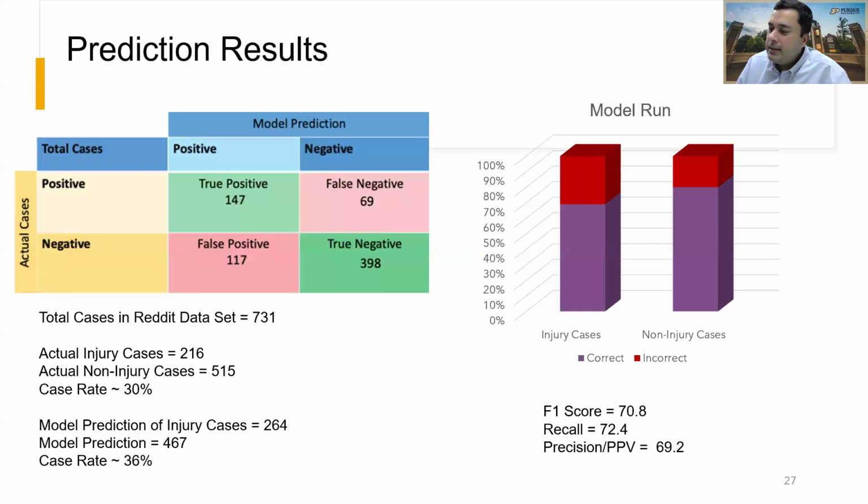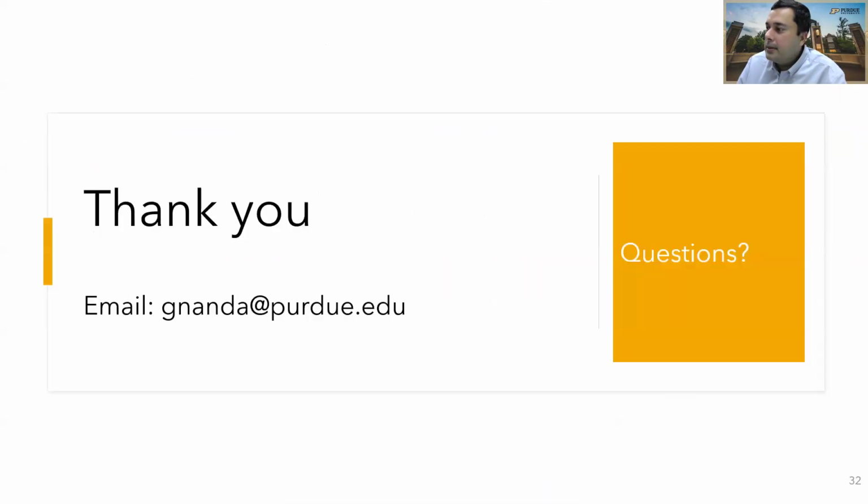These are some of the initial results, and we are still working on getting more results from here. So these are some of the applications of machine learning and natural language processing for injury surveillance. I will stop here, given the time, and I'll be happy to take any questions.